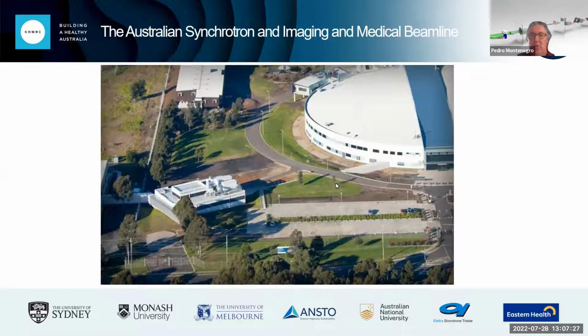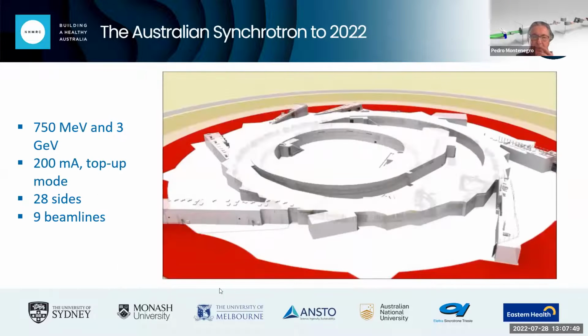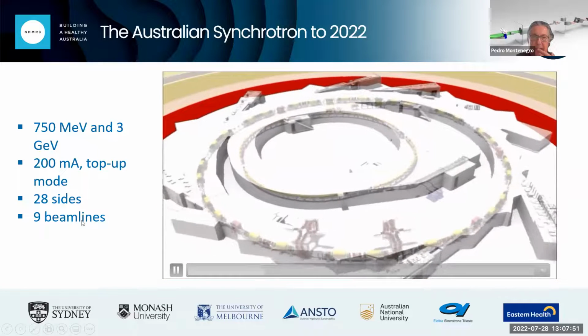So what does it look like on the ground? That kind of big water tank-like building on the right is the Australian synchrotron building. And then the building on the left is the IMBL satellite building, where we will be doing the clinical imaging at the end of the tunnel, which brings the synchrotron light to the satellite building. In terms of synchrotron light, let's see if it runs.